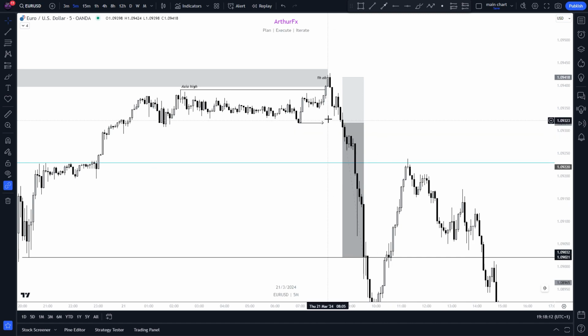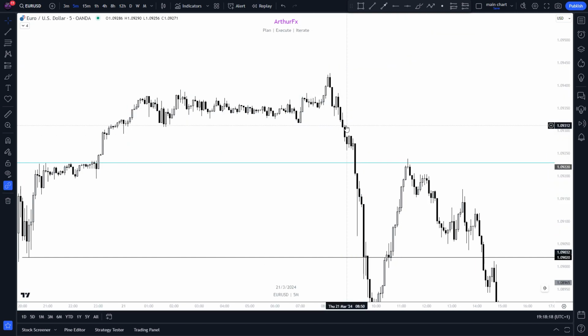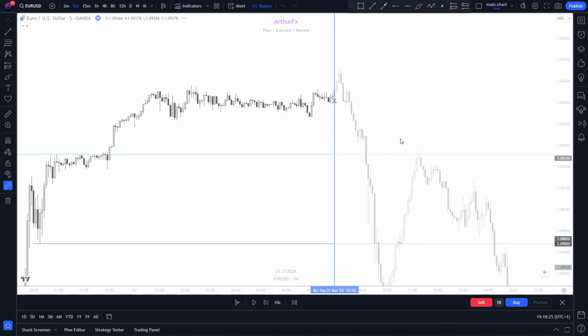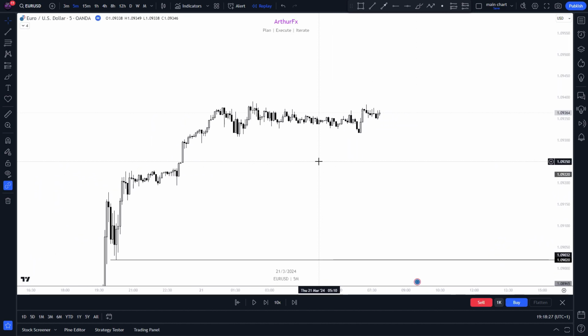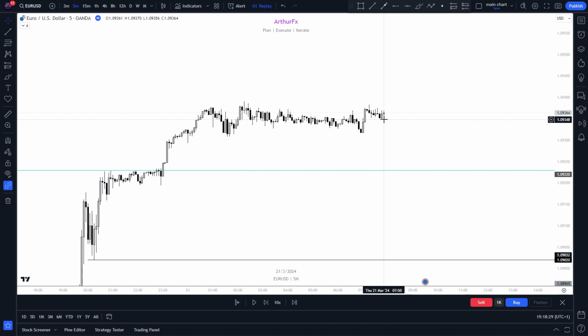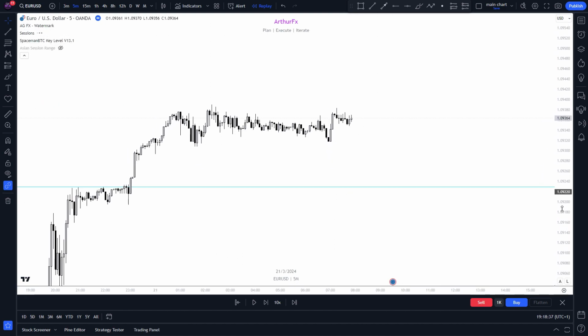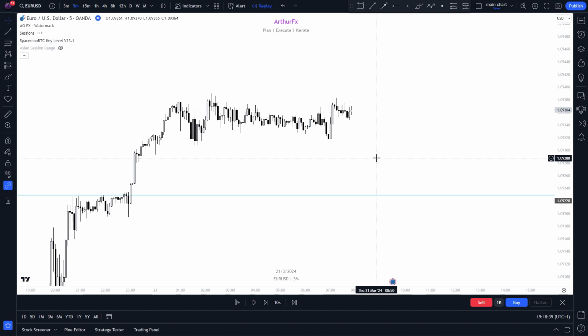So this is the trade right here that I took on EU today. Let me just start over and remove everything, and let me just replay till right here. Alright, so this is right before London Open where I was looking for a trade. So I just hopped on my sessions, if it loads.